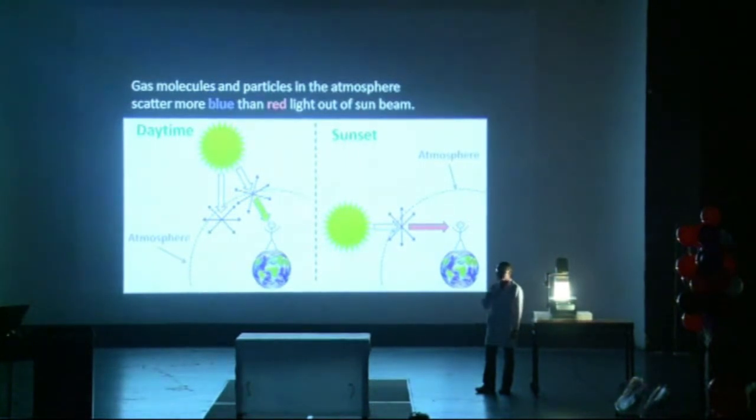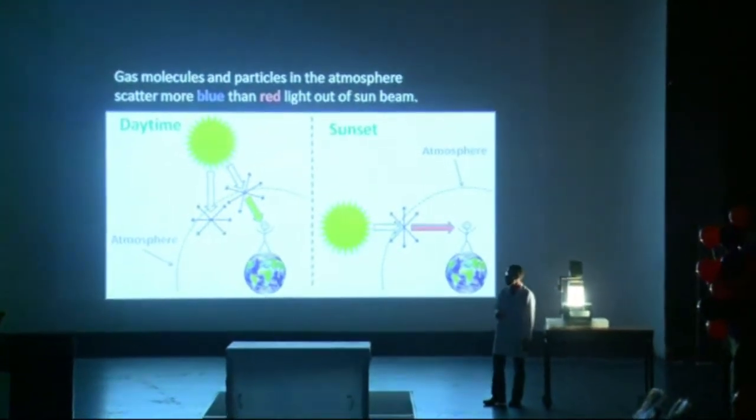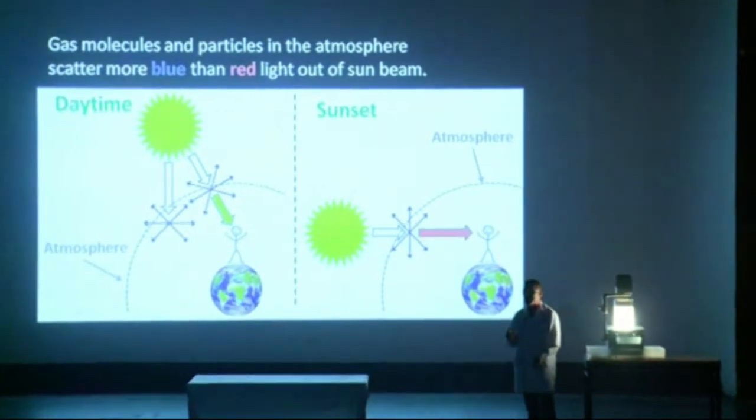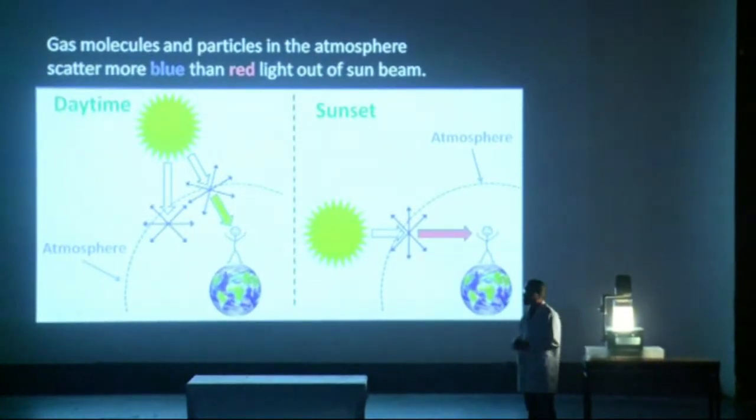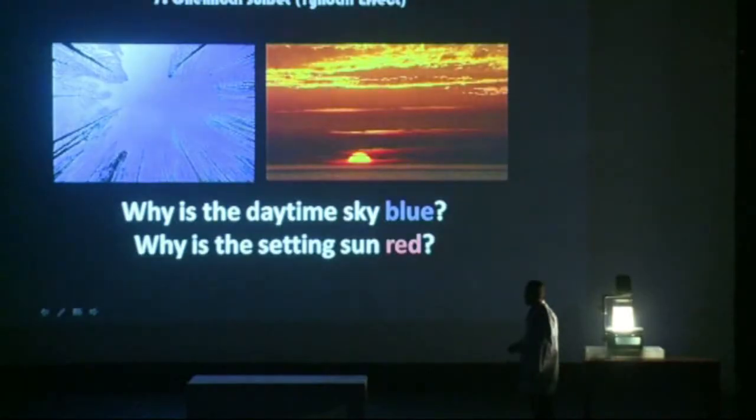Now at sunset, when the sun is low on the horizon, most of the light that you see is from the direct sunbeam. And because the light has to pass through a lot more atmosphere to get to you than it does when the sun is high in the sky, pretty much all of the blue light gets scattered out before it reaches you. So all that you see is the unscattered red light from the direct sunbeam. And that explains why the daytime sky is blue and why the setting sun is red.